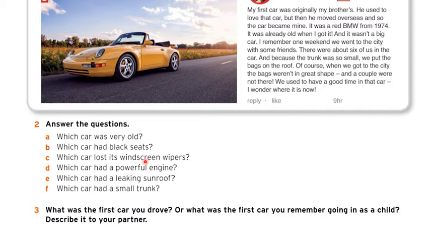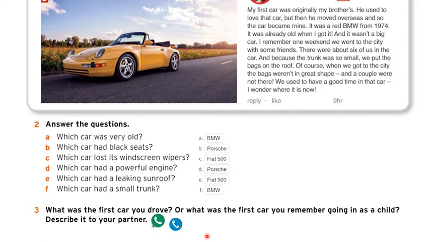All right. If you're done, I'm going to show you the answers so that you can double check. Here they are. All right. Now, in exercise number 3, we have, what was the first car you drove? Or what was the first car you remember going in as a child? Describe it with your partner.